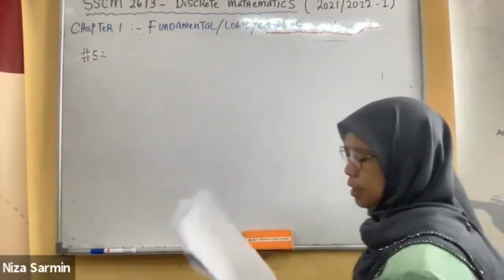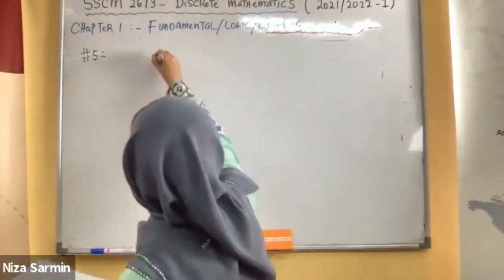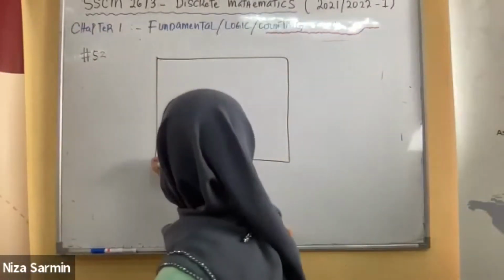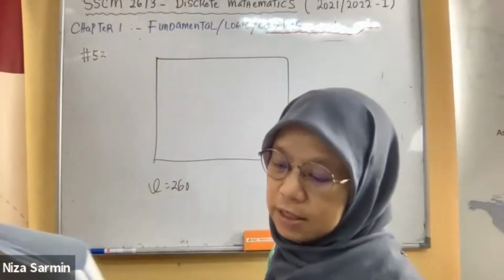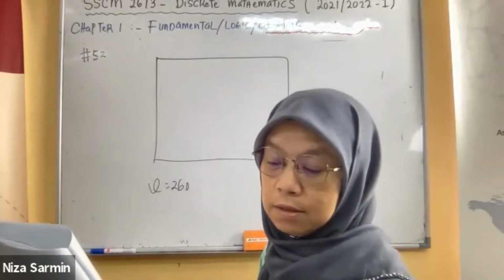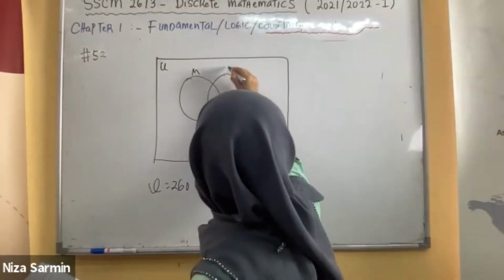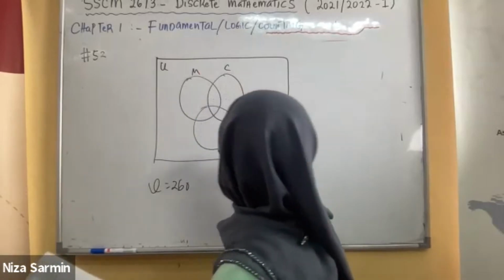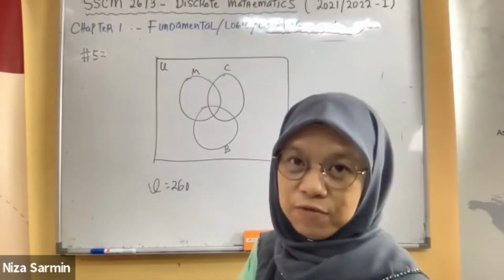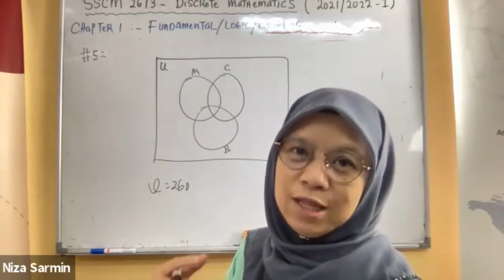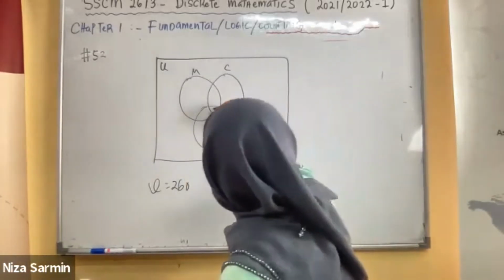In a survey of 260 college students, there's mathematics, there's computer, and there's business. 14 had taken all 3 types of courses. I start from the last because you have to put that in first. 14.